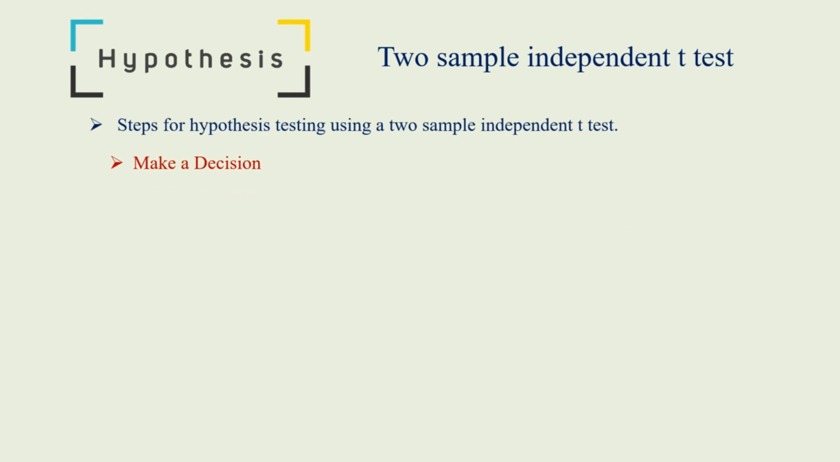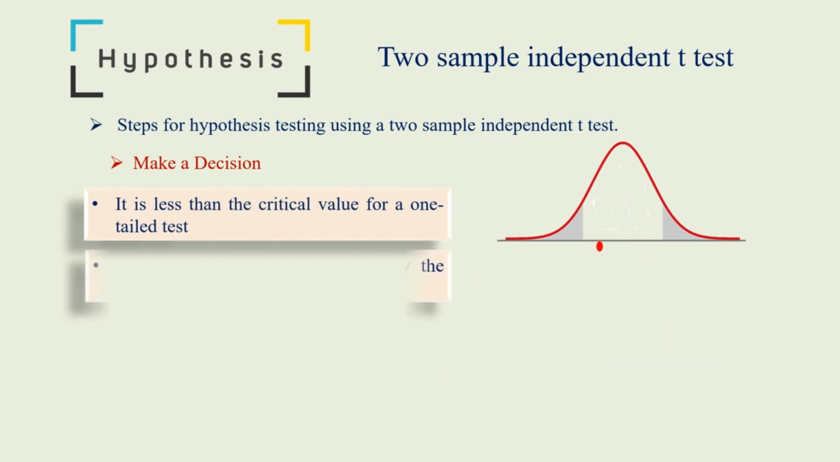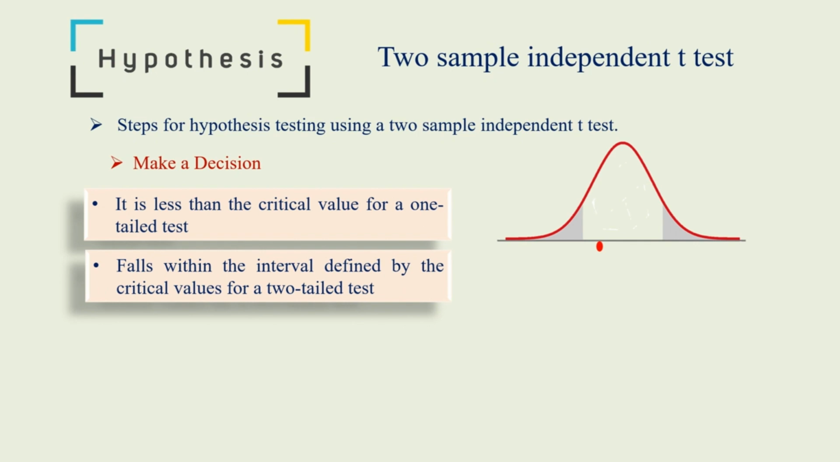On the other hand, if the calculated t-value is less than the critical value for a one-tailed test, or falls within the interval defined by the critical values for a two-tailed test, we can conclude that we fail to reject the null hypothesis. Final step is, draw conclusion.